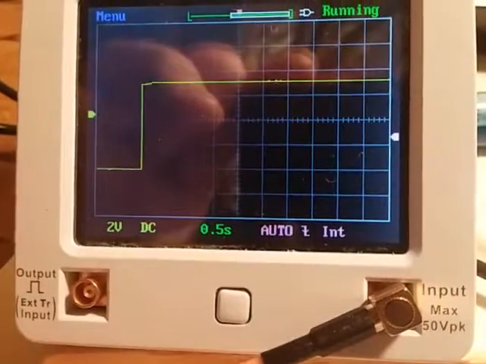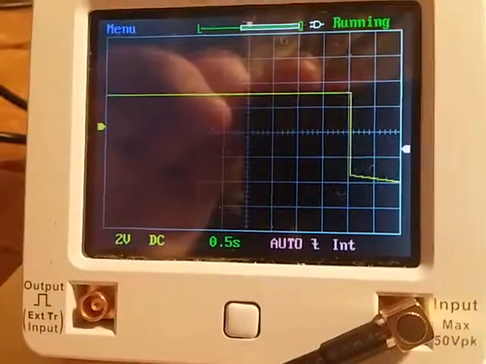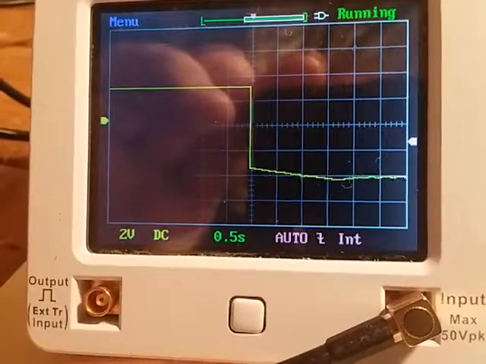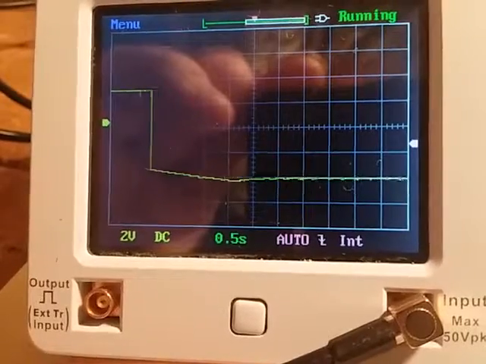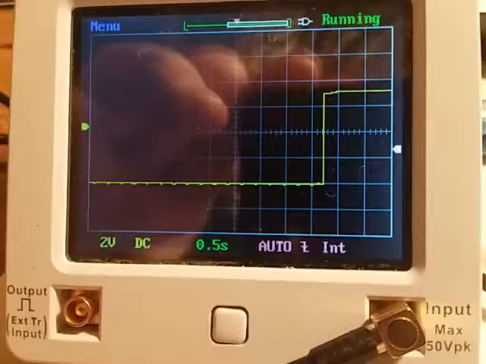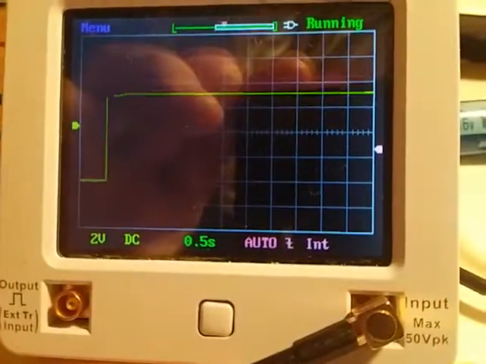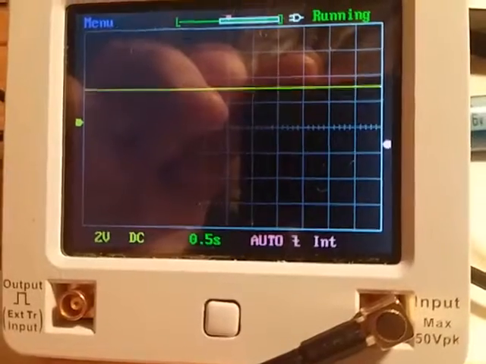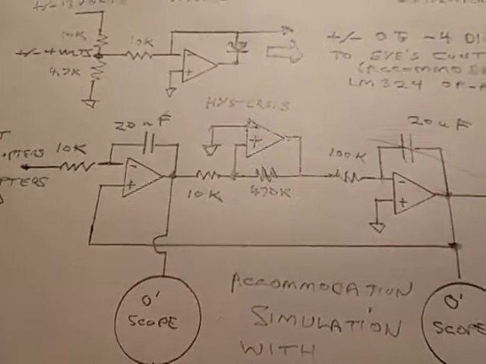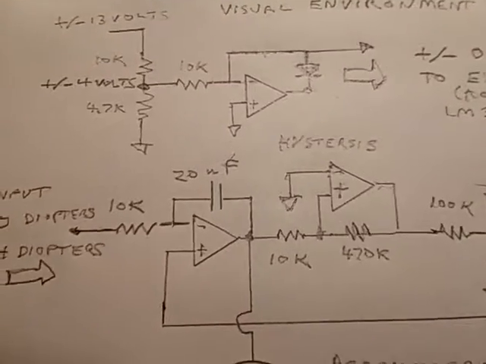Here's the input to the system. It's plus and minus 4 volts. I have to adjust the ground, as you can see, but that is the input to the circuit. It's a basic simulation circuit.